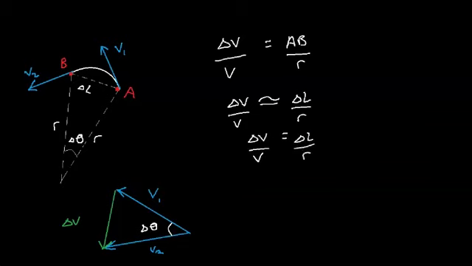So we write delta v over v equals delta L over r. And solving for delta v gives us delta v equals v times delta L over r. This is the magnitude of the change in velocity vector, delta v. To get the magnitude of the centripetal acceleration, we divide delta v by dt and find the limit as delta t tends to 0.